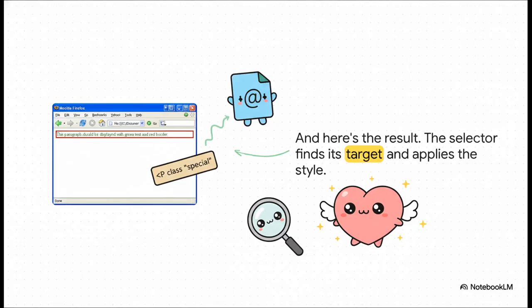And boom, here's what you get. The browser reads that CSS rule, it finds the matching p class special tag in the HTML, and it applies the styles. It's a perfect cause and effect relationship.